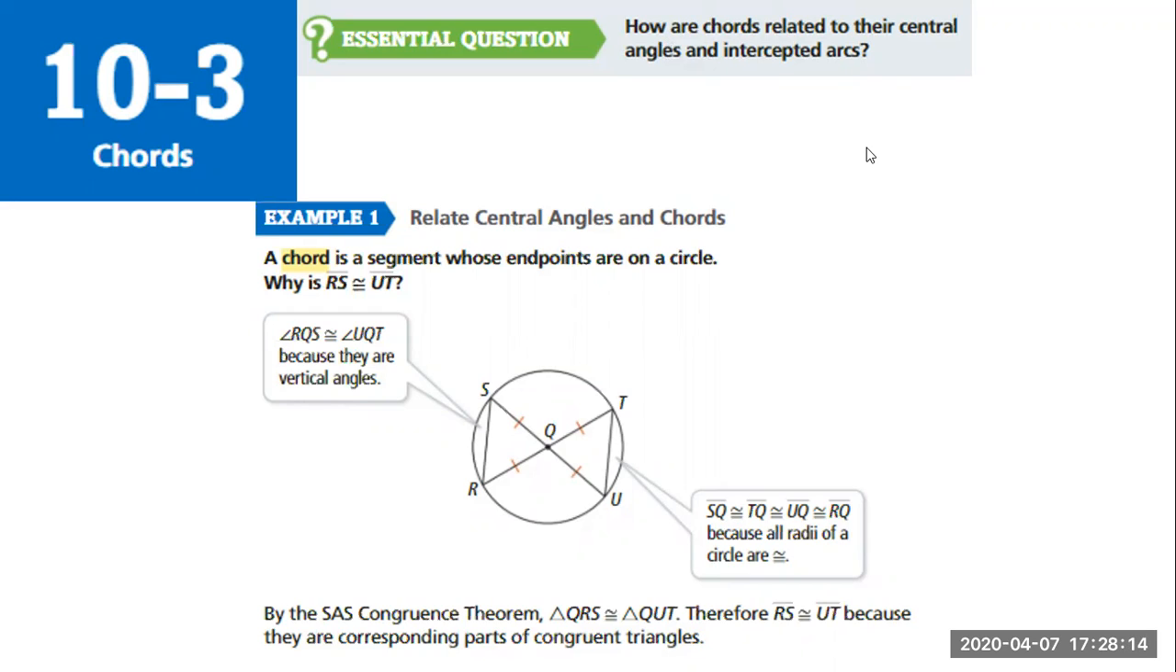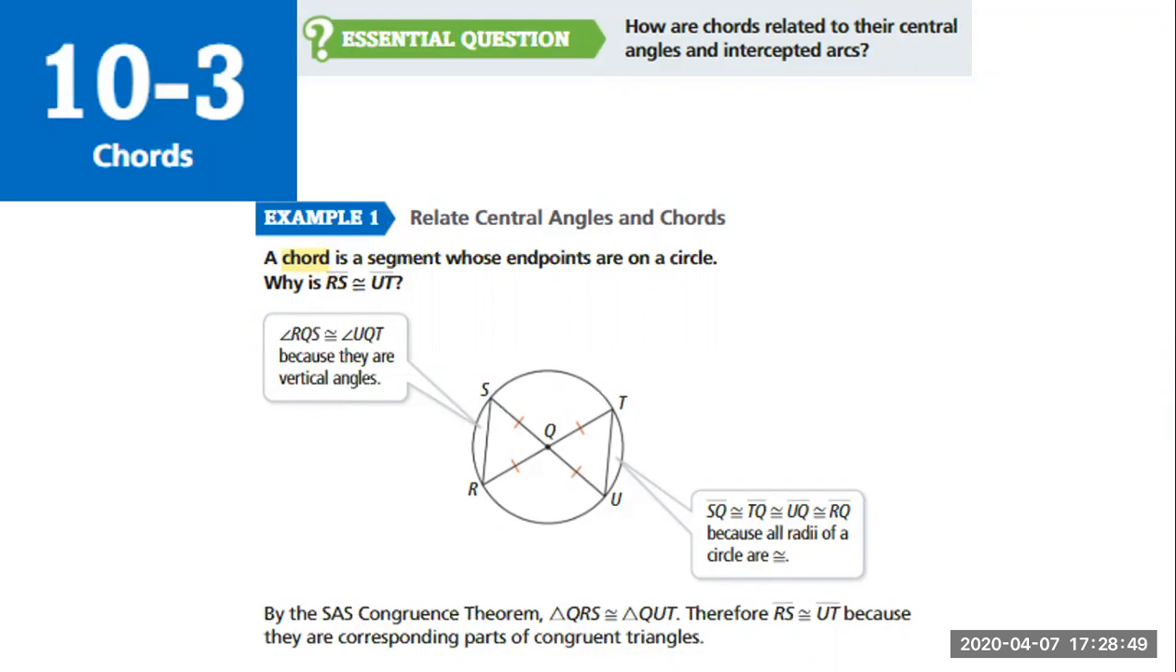Now, when we have chords, the essential question for this is, how are chords related to their central angles and the intercepted arcs? First off, a chord is any segment whose endpoints are on a circle. So there's lots of different types of chords. And we've talked about one chord in particular in an earlier topic, which was our diameter. I had talked about the diameter as the longest chord in a circle, and it's also a chord that has to pass through the center of the circle.